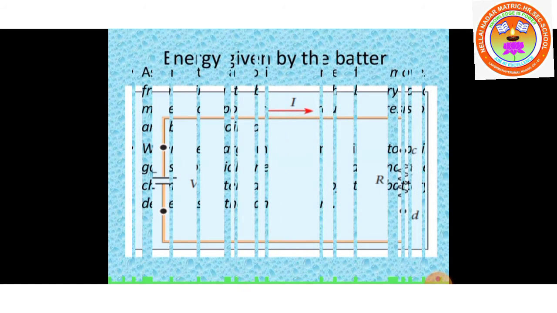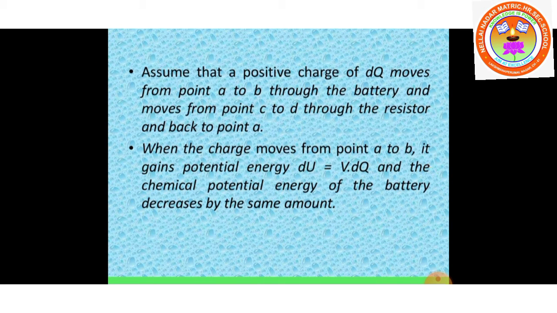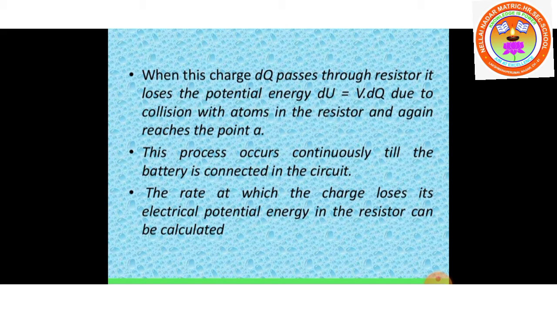Students, the energy passing through the resistor is lost in the resistor, because of the collisions with atoms in the resistor, where it loses the potential energy. This process occurs continuously as long as the battery is connected in the circuit. Continuously the battery supplies the energy to the charges, and that energy is lost in the resistor due to collisions with the atoms in the resistor.